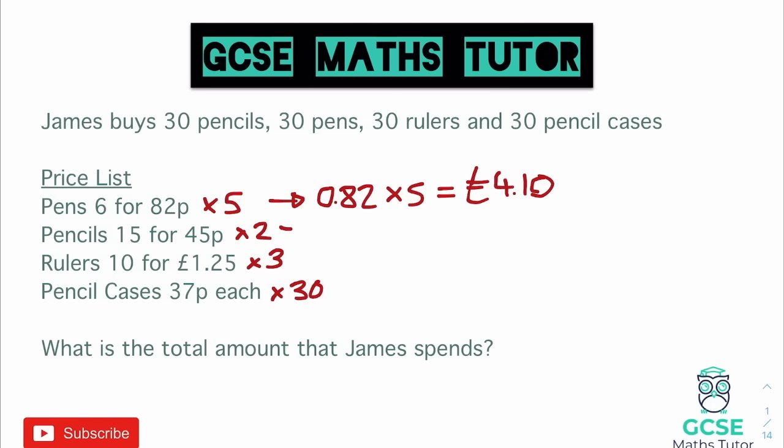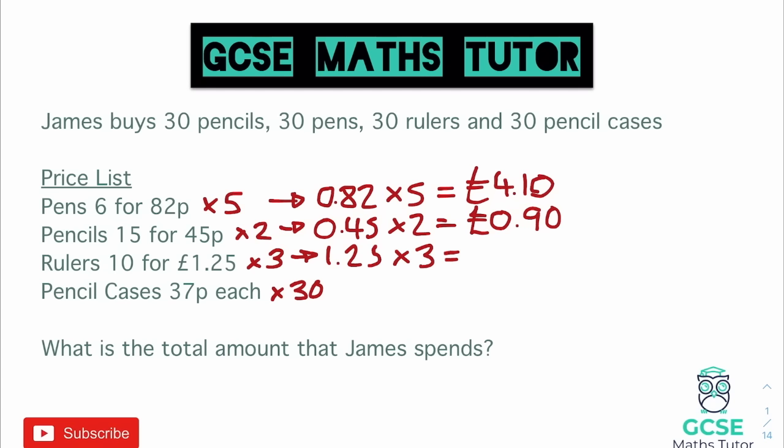For the next one, we have 45p times 2. I'm going to do the same thing. I'm going to write that as 0.45, multiply that by 2, and it gives us 0.9, which is obviously 90 pence, or 0.90. For the next one, we've got £1.25. We're going to times that by 3. So again, 1.25 multiplied by 3, and that comes out as £3.75 or 3.75 on the calculator.